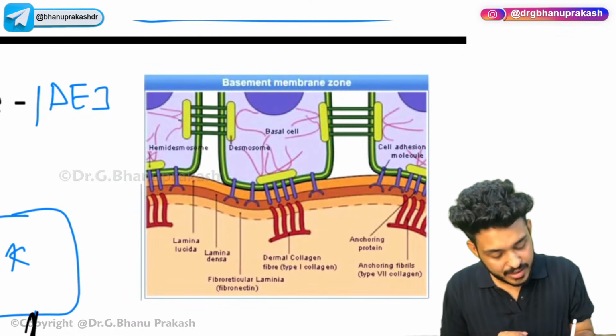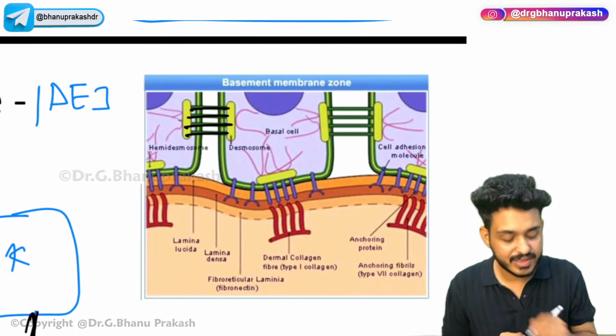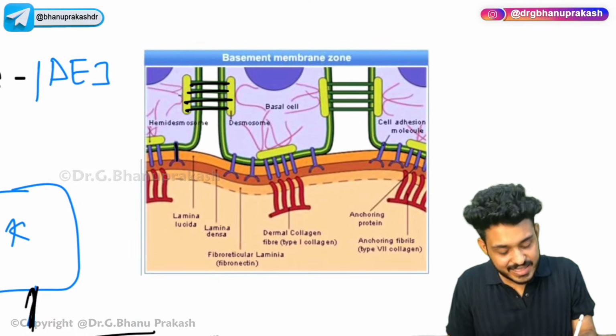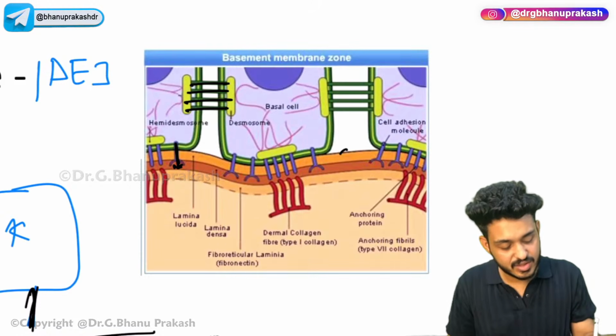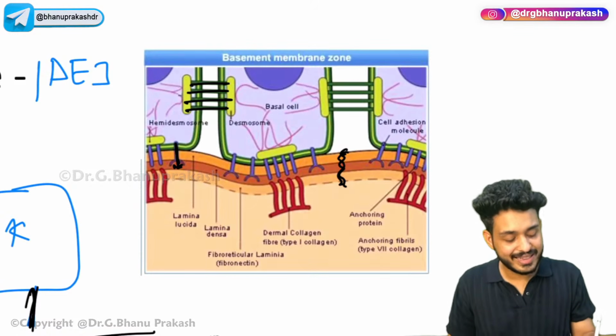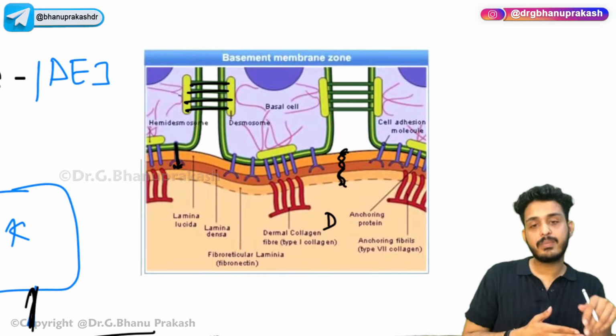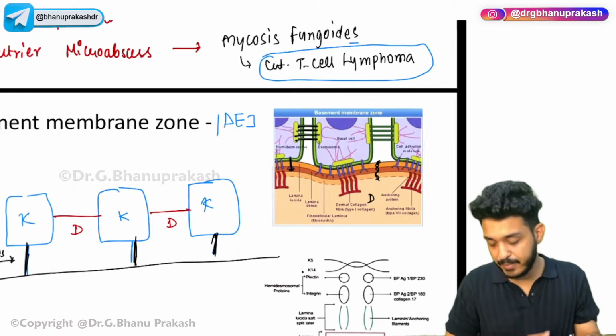Look here, these are your cells. They are binding together with the help of desmosomes, but these cells are binding to the basement membrane. This is your basement membrane, and then there will be the dermis. So these cells are bound with the help of hemidesmosomes.